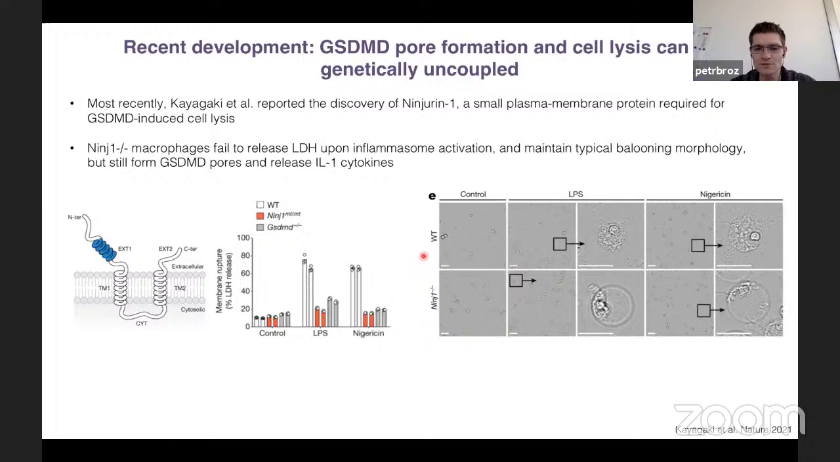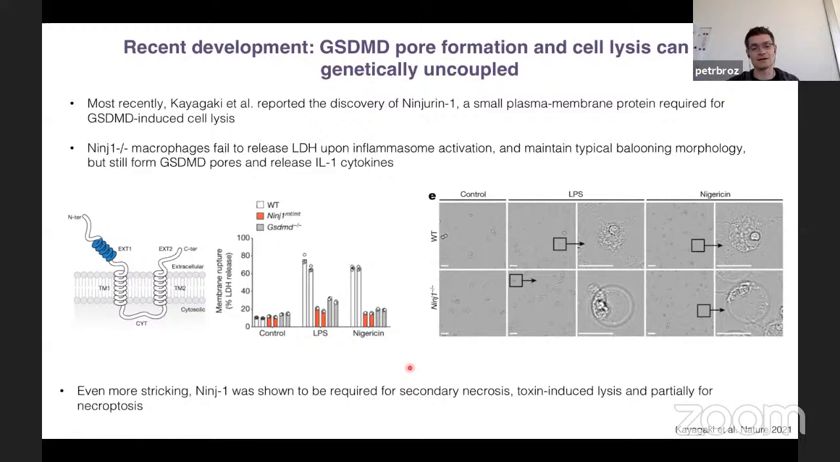So in the wild type, the balloons are formed, but eventually flatten because the cell lyses. But in the Ninj1 knockout, these balloons stay and don't flatten. However, importantly, what they also show is that the cells still form gasdermin D pores and they release cytokines. So the gasdermin D pore is still formed, but the cell never lyses, which is a very interesting observation. And also even more striking, Ninj1 has the same function during secondary necrosis. I don't know if you heard about this from the talk yesterday, toxin-induced lysis and partially during necroptosis. So this summarizes a little bit.